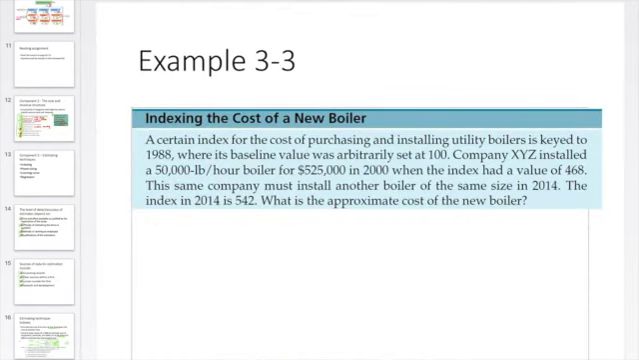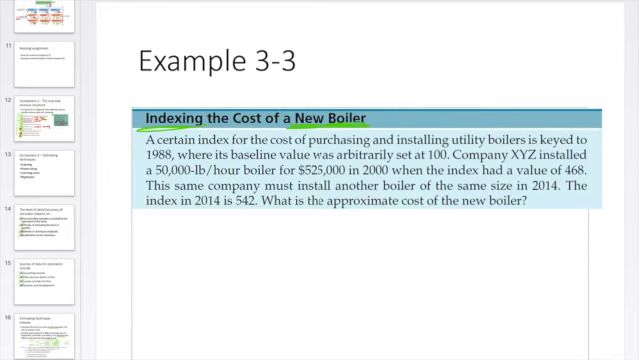And then let's take a look at this example. So we want to use the indexing method to estimate the cost of a new boiler. Okay, so now you have a new boiler. You might know the price or the cost of it many years ago. And then you know the index of this price in different years. And then you want to know how much it's going to cost a few years later, right? So let's read through this statement.